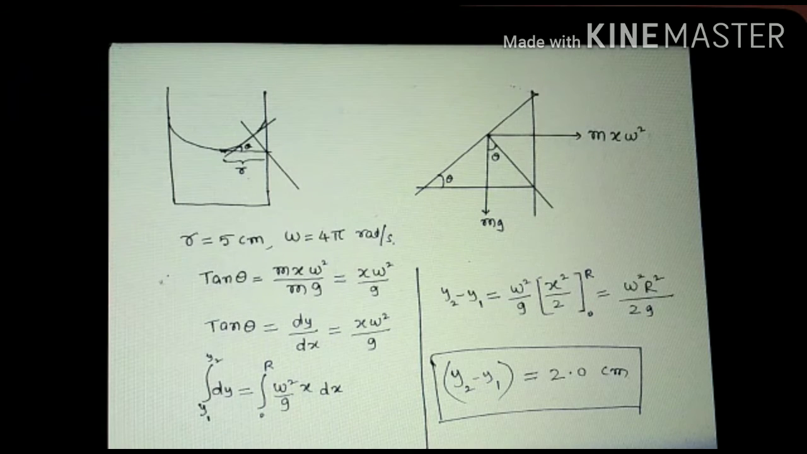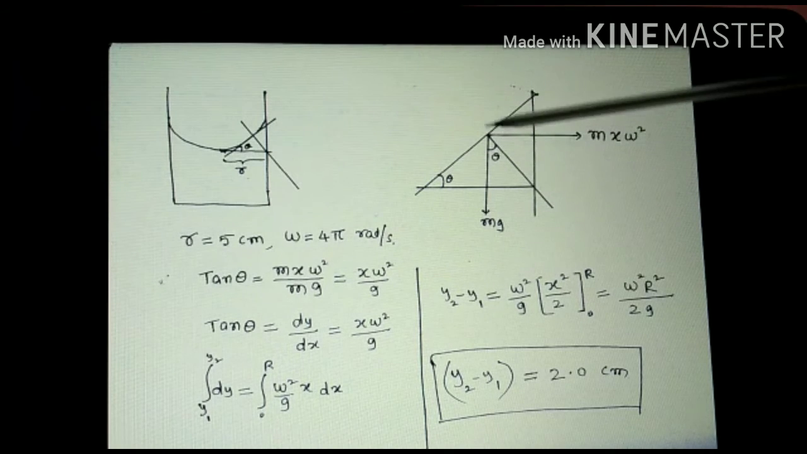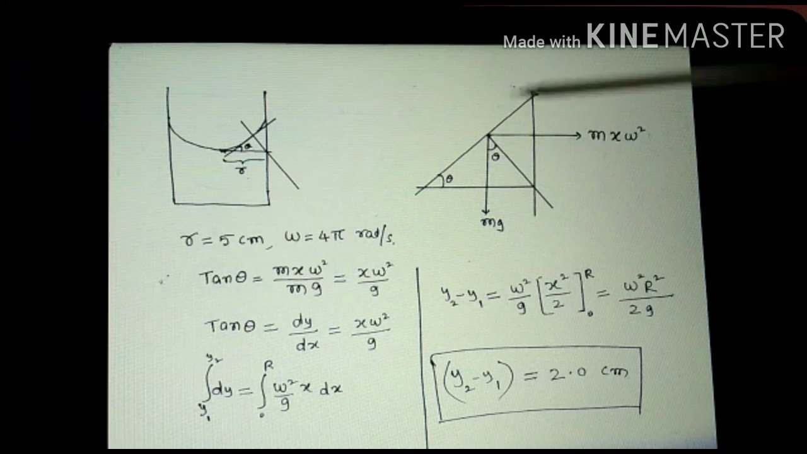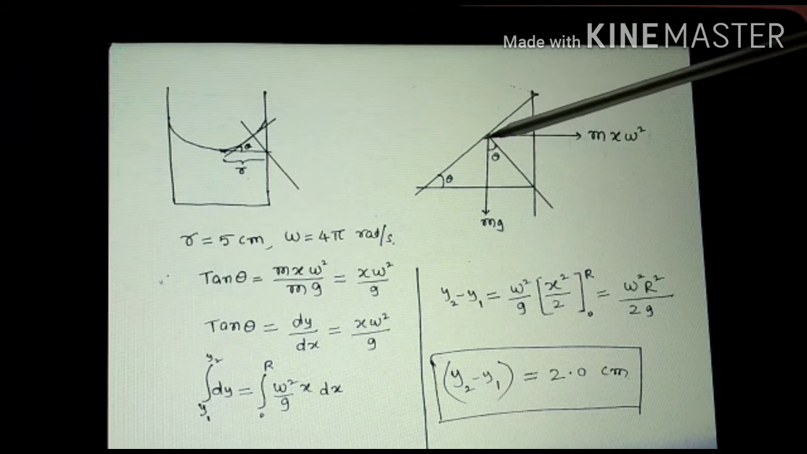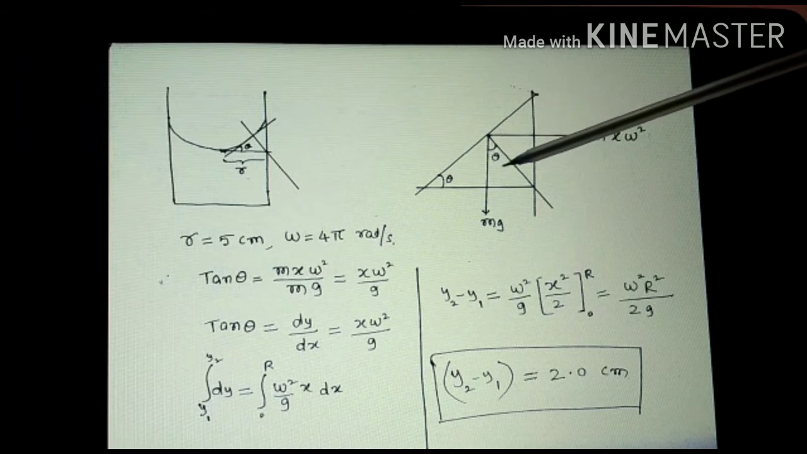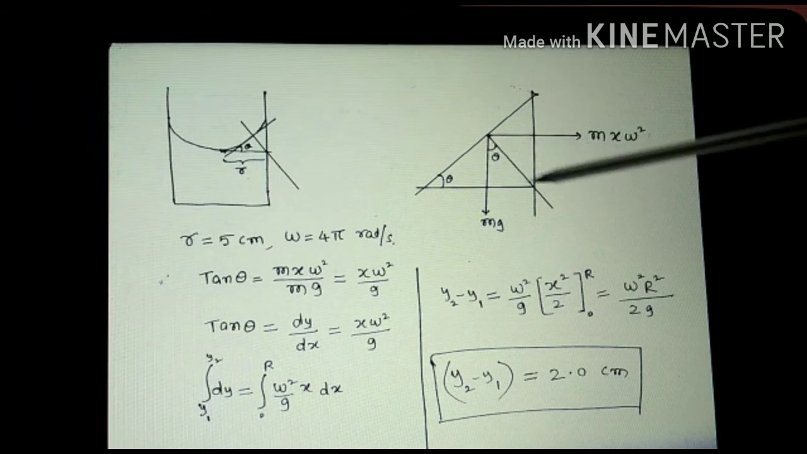On this small m, the force on the right side is m x omega square, downward is mg due to gravity. Okay. Now you see the angle theta between the tangent and horizontal. Then this mg and this perpendicular, it must become theta. Because this is theta, this is 90 degrees, this is 90 minus theta, this is again theta. This you can very well understand. Why it is theta, with the mathematical right angle triangle, if you see, you will understand.